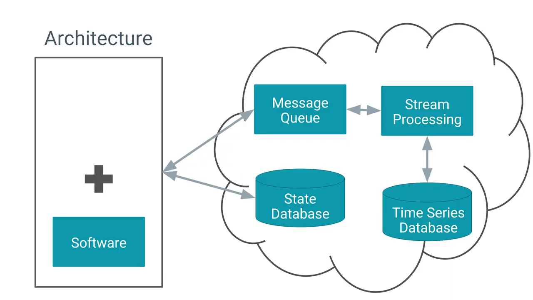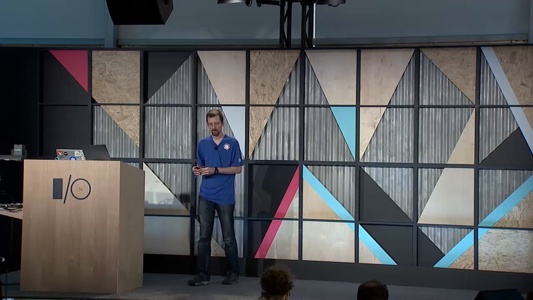A message queue is going to take a message from our device. In this case, it's going to be carrying temperature data in a message, and that's going to get stored in a queue until the stream processing system is ready. Then the stream processing system is going to take that data from the message queue and write it to our time series database. And then we're going to store our state data and metadata in a state database.